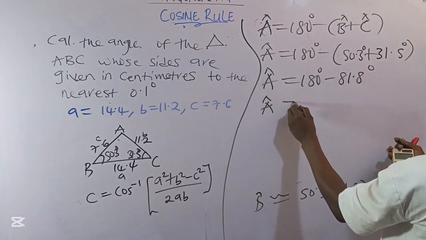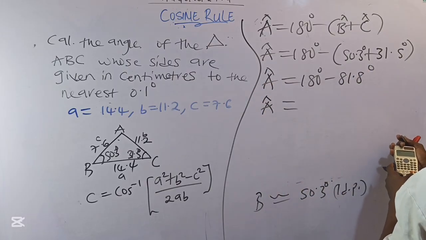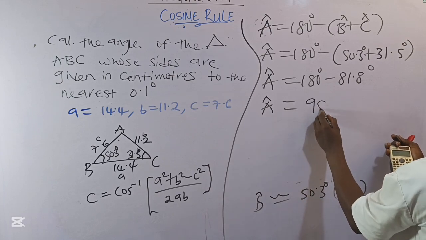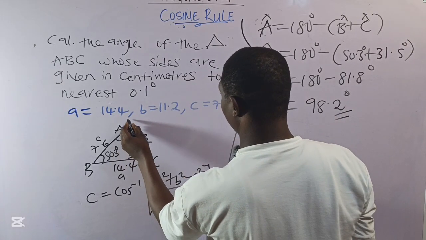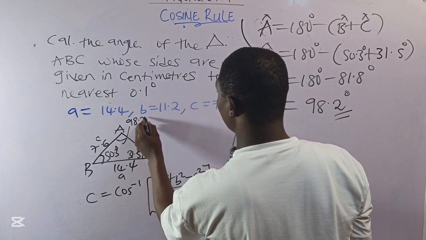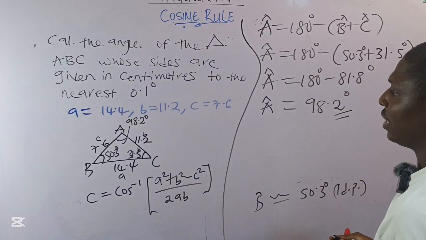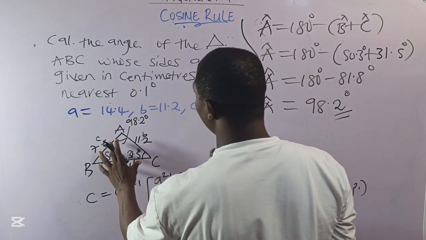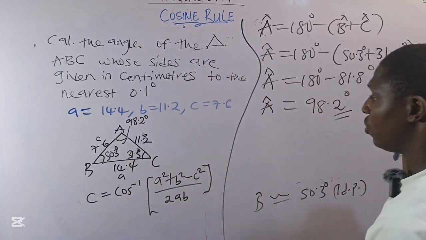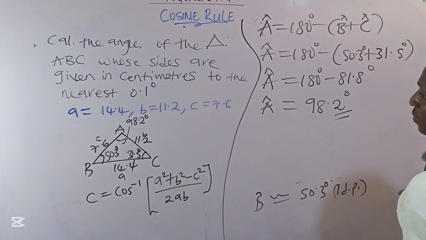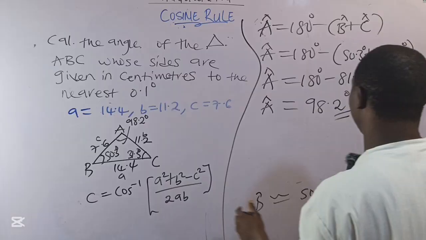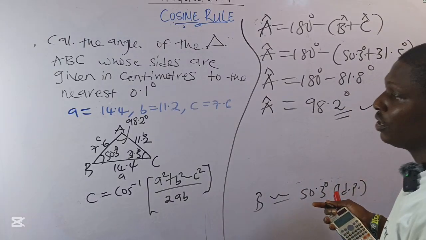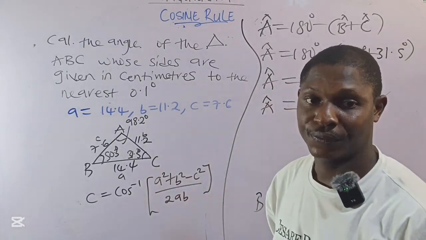And my angle A will be equal to 180 minus 81.8, and that will give me 98.2 degree. So this is 98.2 degree. Since we have an angle greater than 90 degree, this triangle is simply an obtuse angle triangle. Take note. Obtuse angle triangle, because angle A is greater than 90 degree. So that's my answer for this question.